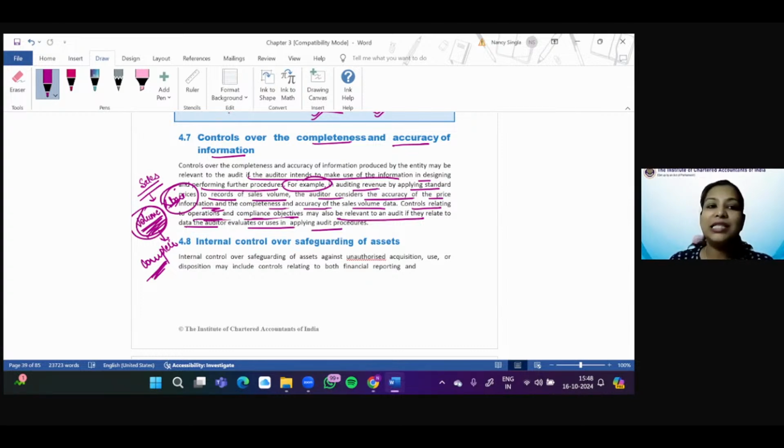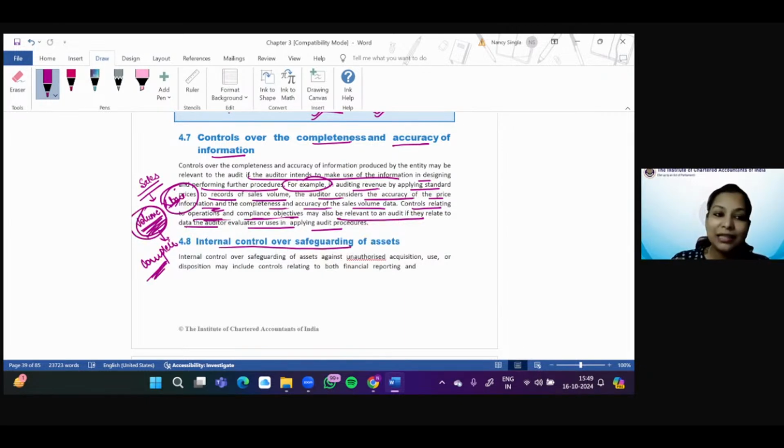So here also we are saying that completeness and accuracy of the information, be it relating to financial reporting, be it related to operations, be it related to compliance, the auditor will be concerned if he uses that information in applying the audit procedures. And we have seen one example here with respect to financial reporting, that if he is evaluating the sales data by, let's say, applying a simple formula of total volume of sales multiplied by the price, he will be concerned whether that volume is complete or not. Clear? Very simple.